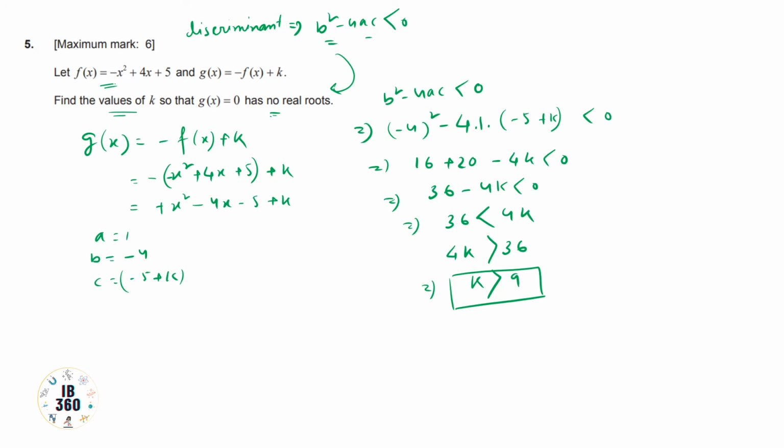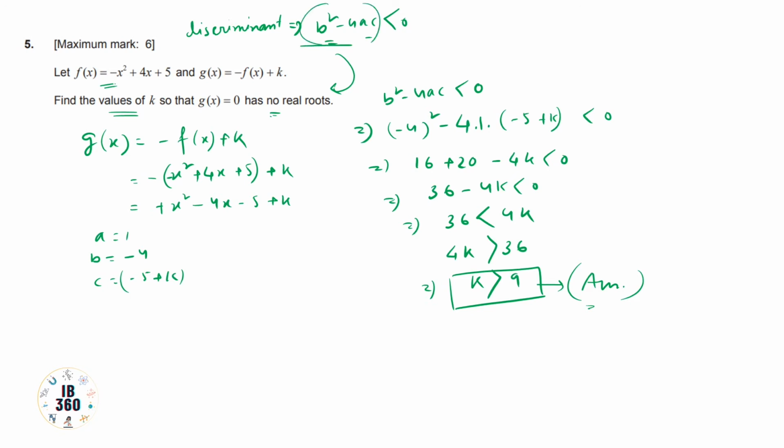So find the values of k. So k is basically greater than 9. You have to write it: k is greater than 9. So in this way the problem will be solved. The theory that we have applied here is the discriminant.